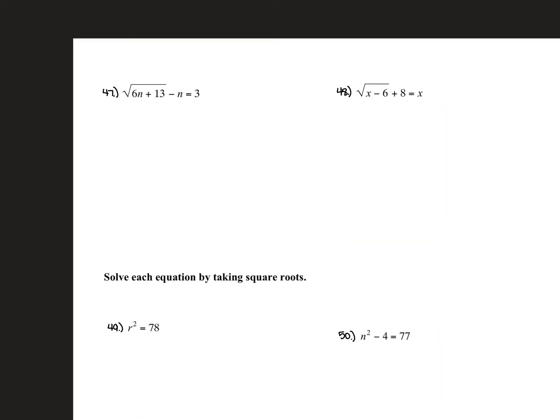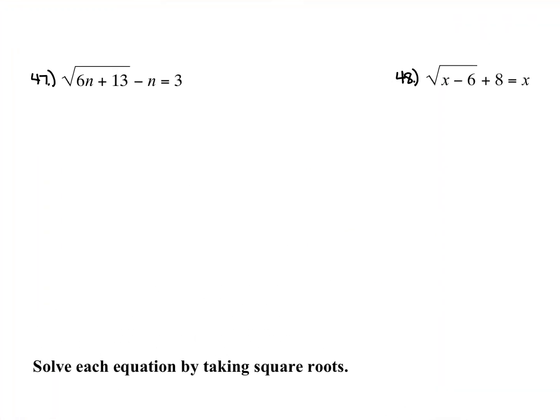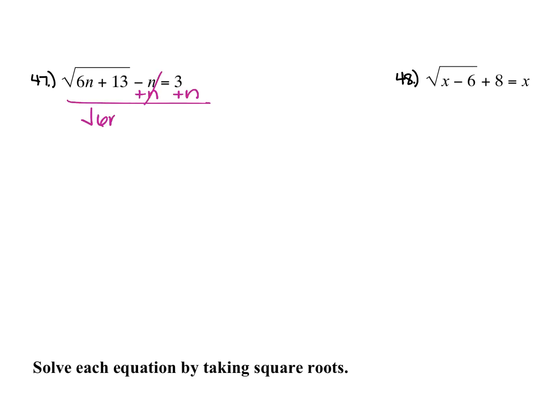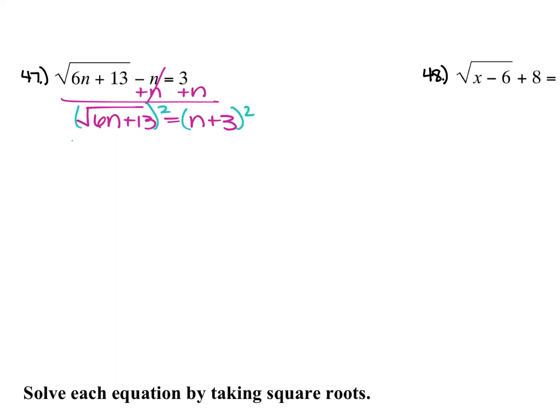For 47, we have the square root of 6n plus 13 minus n is equal to 3. For this one, we're going to move the n over first, adding it to both sides. So we have the square root of 6n plus 13 is equal to n plus 3. Take both sides and square them. This is going to leave you with 6n plus 13 is equal to n squared plus 6n plus 9.